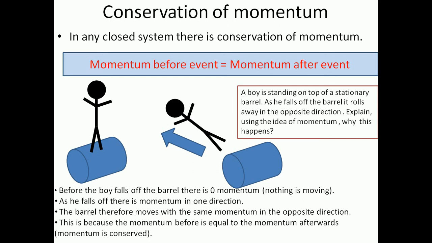So the momentum before was zero because nothing was moving. If he moves in one direction with a momentum, then the barrel must have equal but opposite momentum in the opposite direction. Therefore, the two momentums would cancel out, and therefore the net momentum would also be zero.